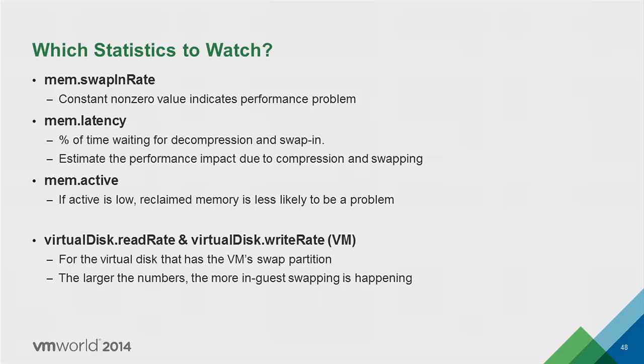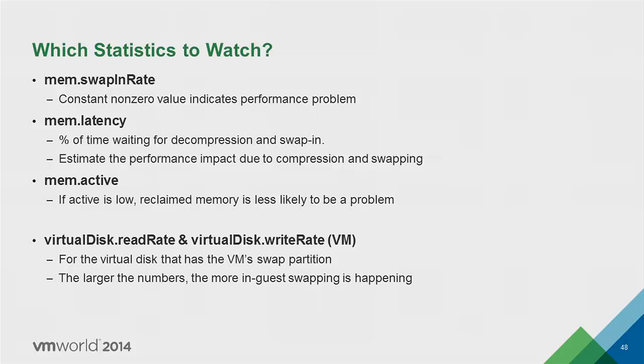The last set of counters are virtual disk read and write rate. These two counters are very specific to the virtual disk that has a VM swap partition, if you configure your VM in this way. If you see constant non-zero read-write on this particular virtual disk, it means your VM is doing guest swapping, and it is possible that the balloon driver is causing the problem.